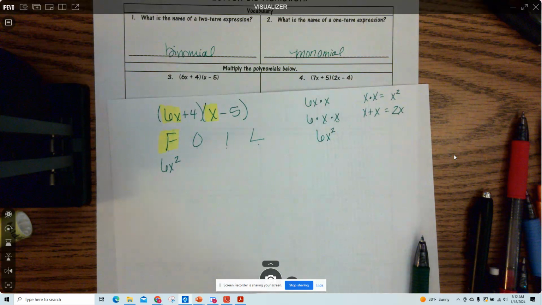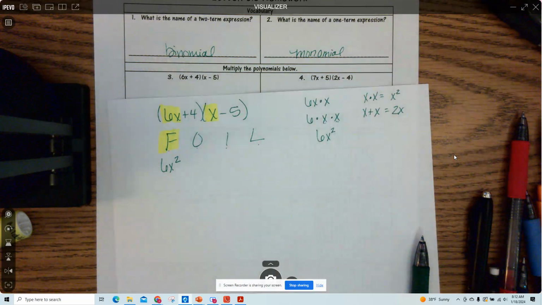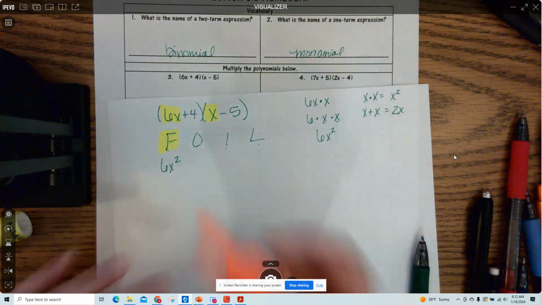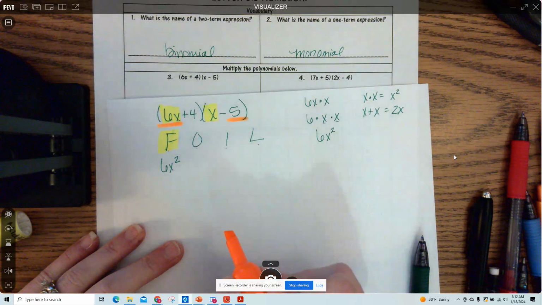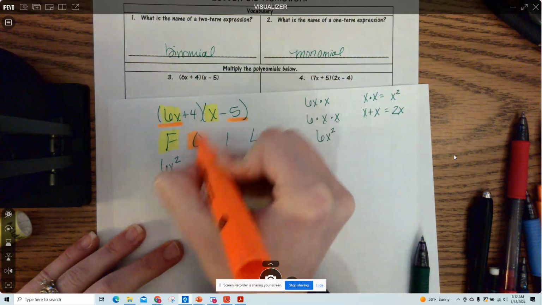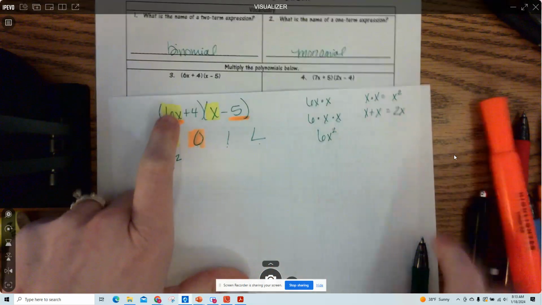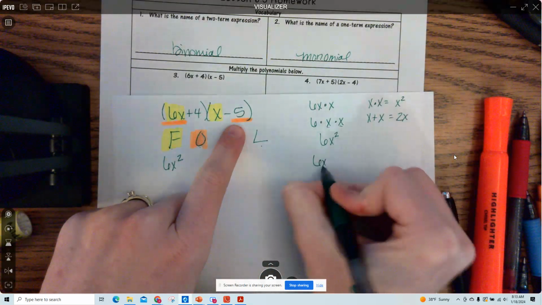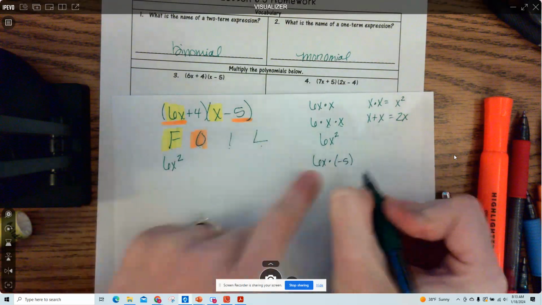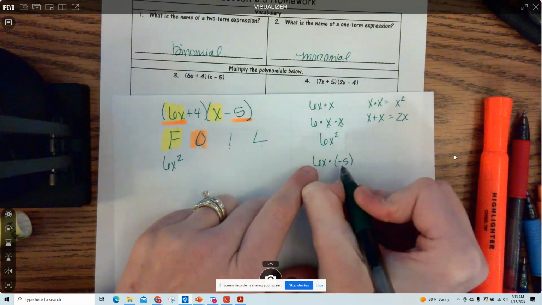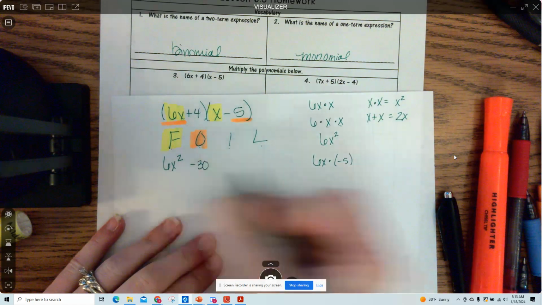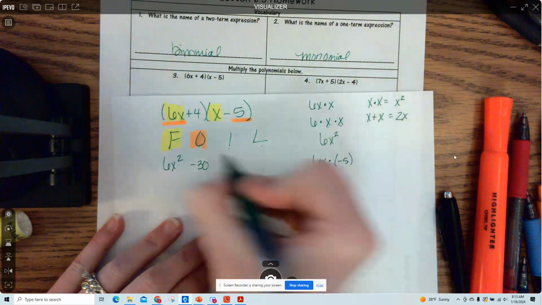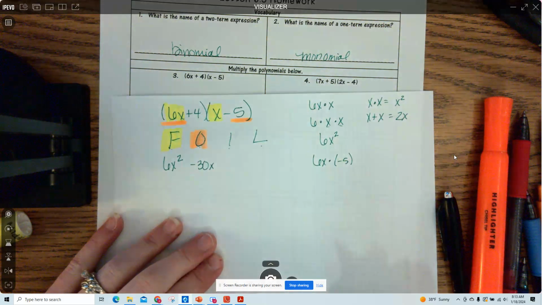All right, outside. Outside are the outside two parentheses, not the two that are touching, the two that are on the far side. And it's these pieces that are on the outside of those monomials. That's what the O stands for. So we've got 6x times a negative 5. Like with like. So do the numbers. 6 times negative 5 is a negative 30. There's nothing to multiply the x by, so we just keep it. It just gets tacked on.